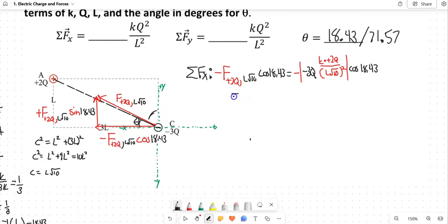So multiplying this all out, we have our negative in the front. I'm going to keep it in red. So negative in the front. This is negative 3Q. So this is just 3Q times K times 2Q. So that's going to be 6KQ squared all over 10L squared times the cosine of 18.43.